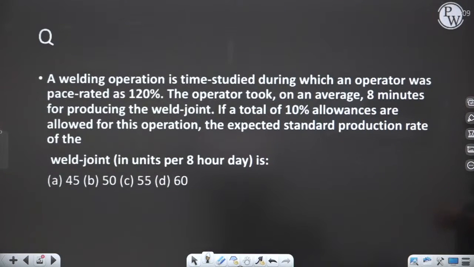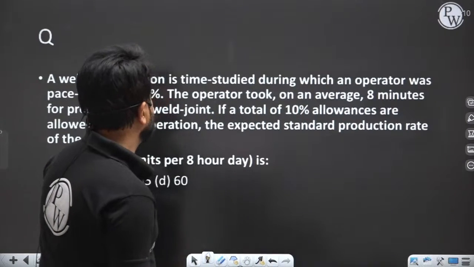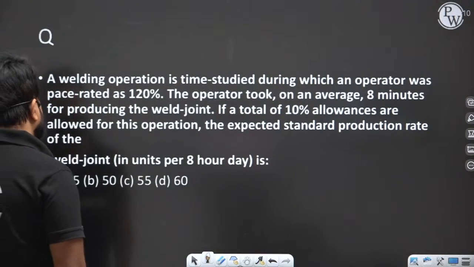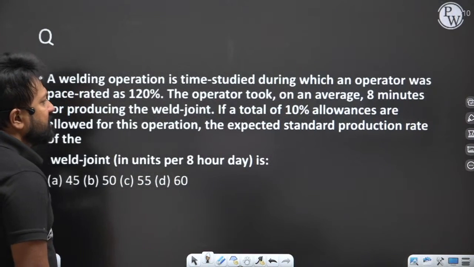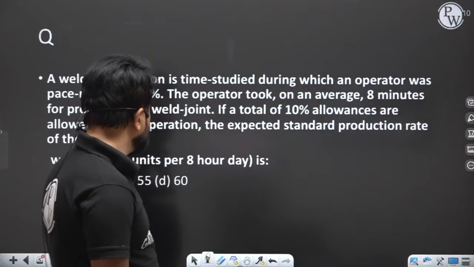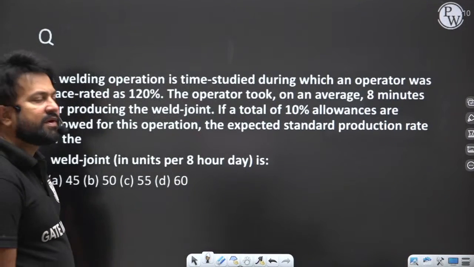A welding operation is timed during a study, in which an operator was pace rated at 120%. The operation took on average 8 minutes to produce the weld joint. If a total of 10 percent allowance is given for this operation, what is the expected standard production rate of the weld joint in units per 8 hours?